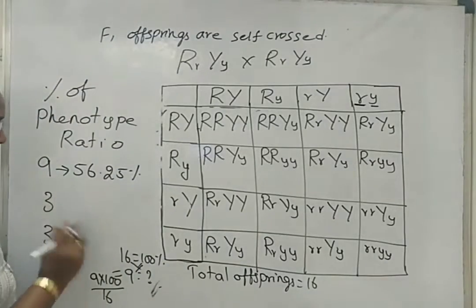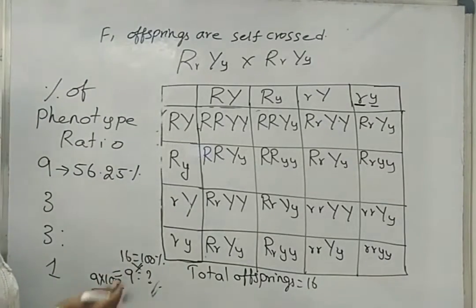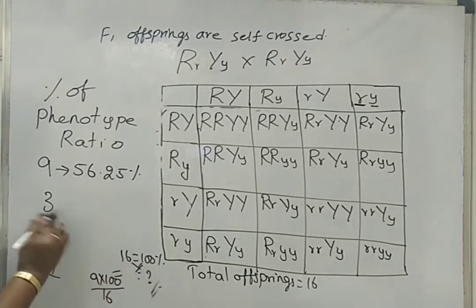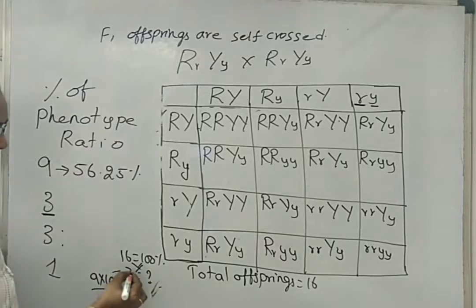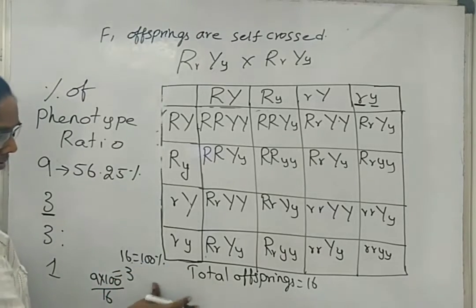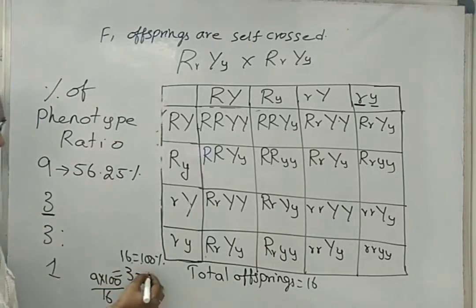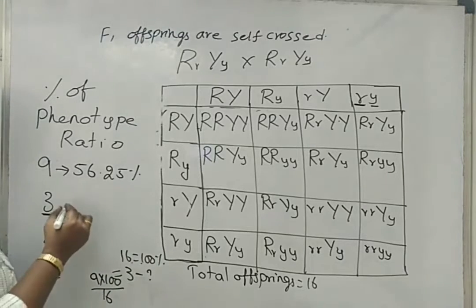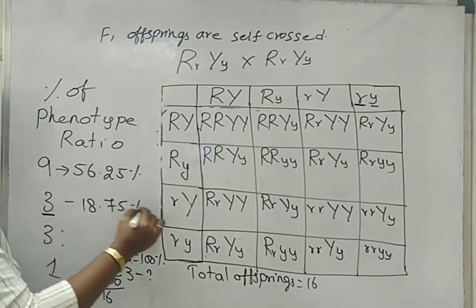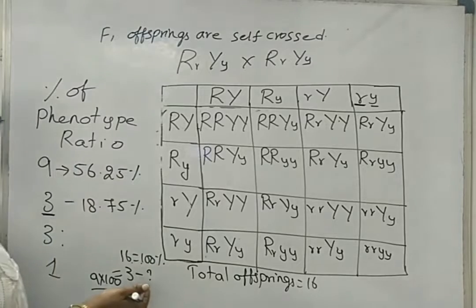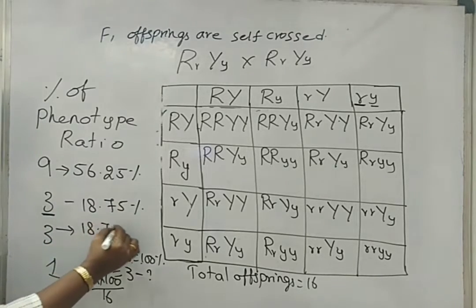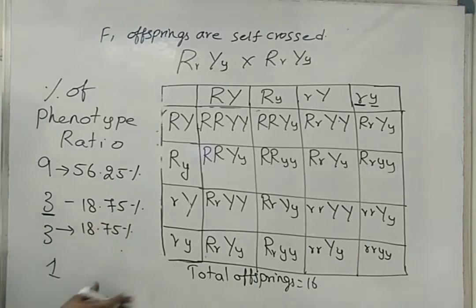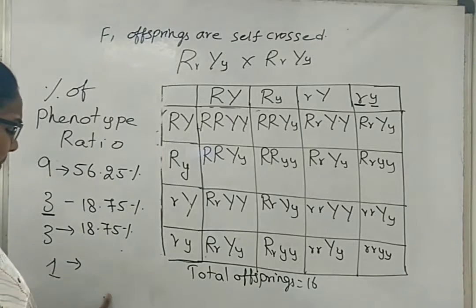In the same way, since 16 is considered as the 100%, what about the recombinant, the three round shaped with the green color seed? What will be the percentage of the three number of recombinants? So here again the question mark. I am writing the answer directly, doing the same small calculation which I have shown for the 9 number of round and yellow shaped ones. This also will be 18.75%. Now, the last one, that is a wrinkled shape with a green color seed.